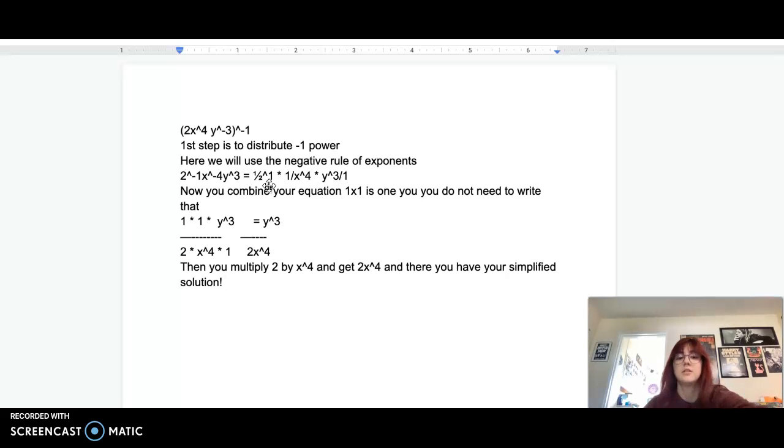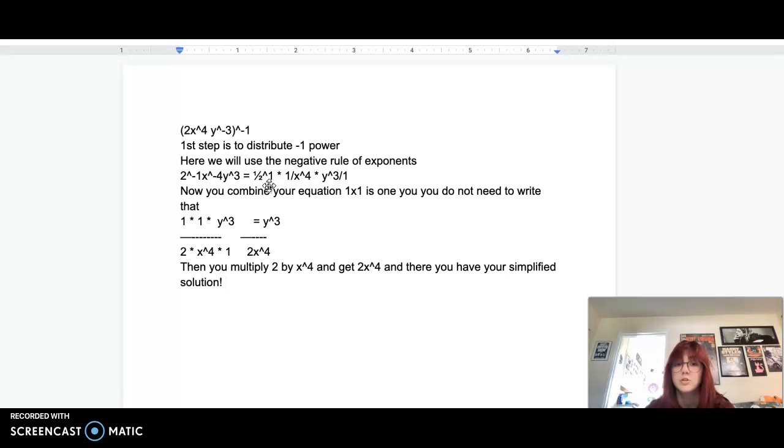So you'll get 2 raised to the negative 1, and then x raised to the negative fourth, y raised to the third will equal 2 raised to the negative 1 power, which is 1 over 2. And then that will also be raised to the negative 1, times 1 over x to the fourth, times y to the third over 1. Because distributing the negative 1 will make it a fraction.